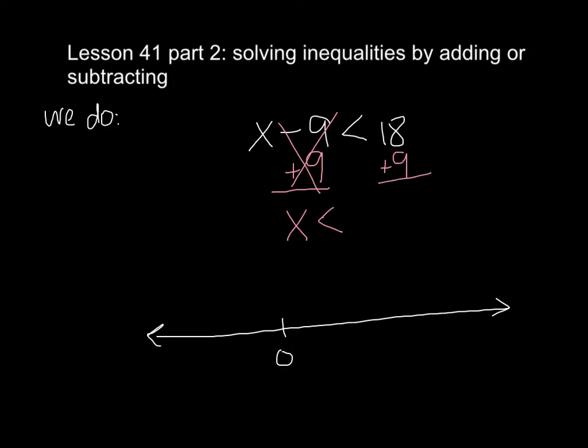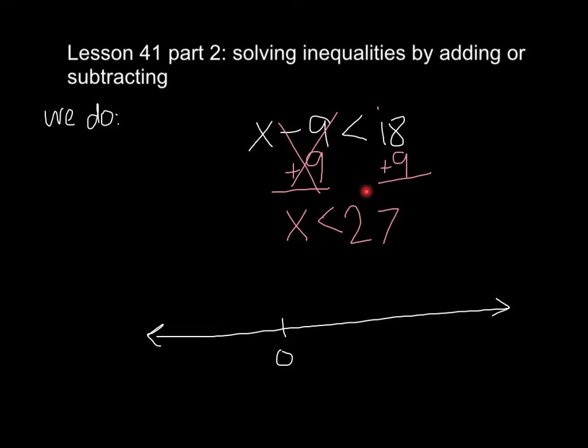And 18 plus 9 is 27. So x is less than 27 because the alligator butt is pointing to him, so this number must be bigger. So then all we have to do is graph it.